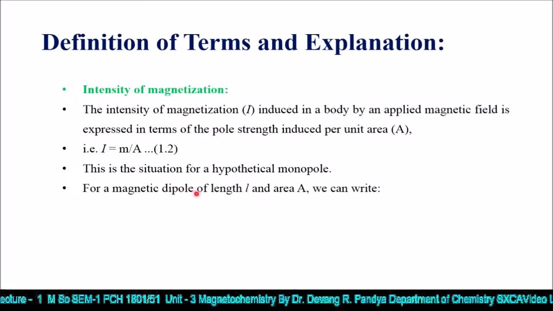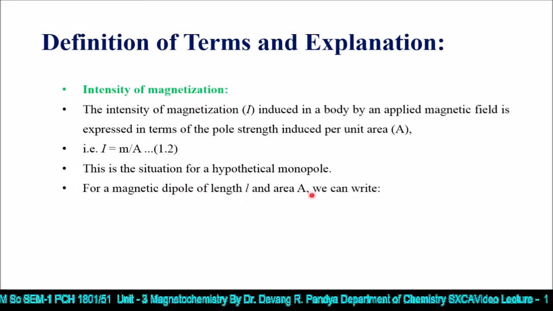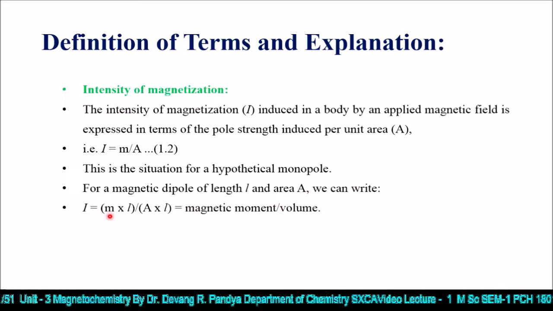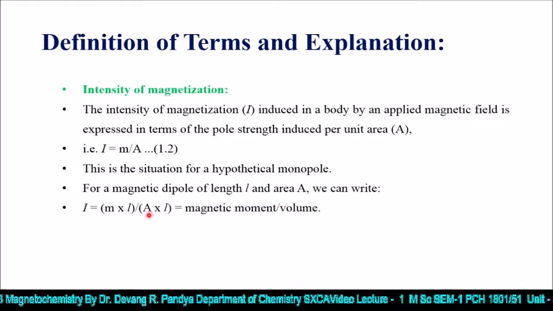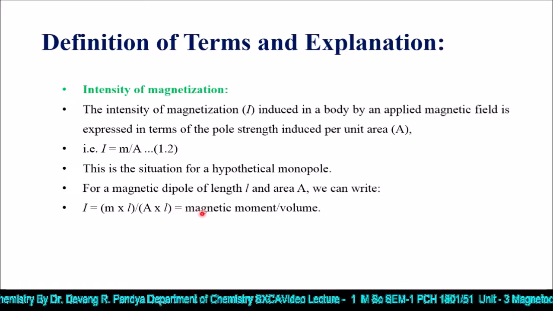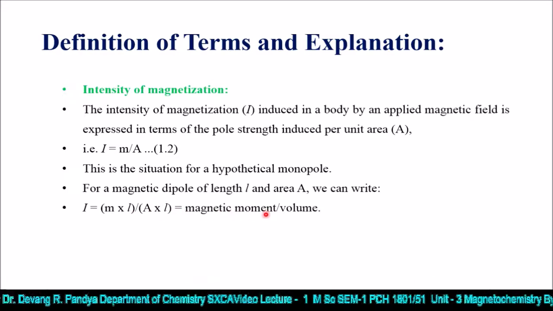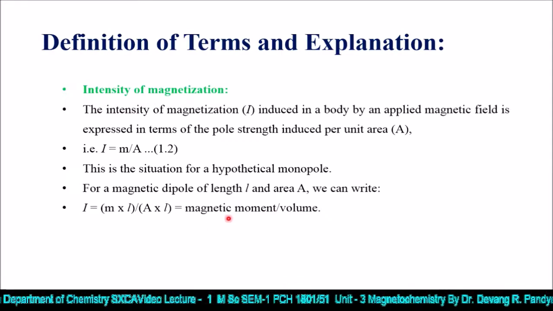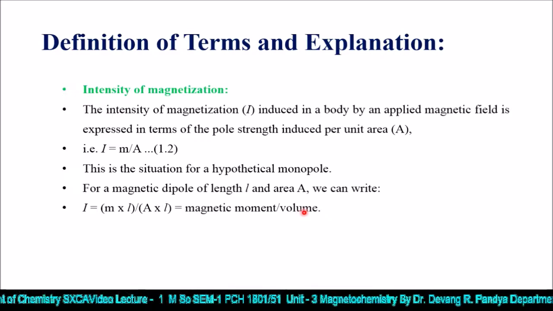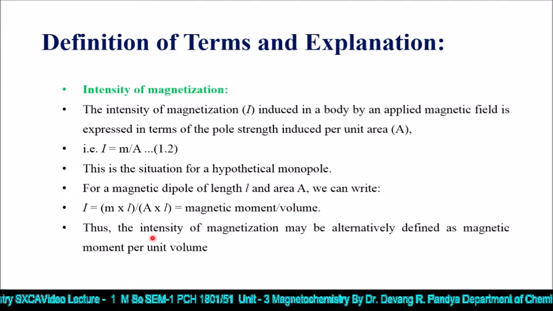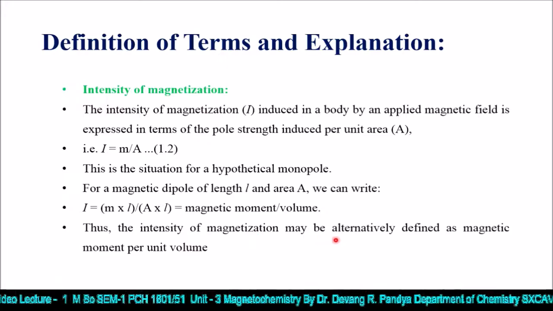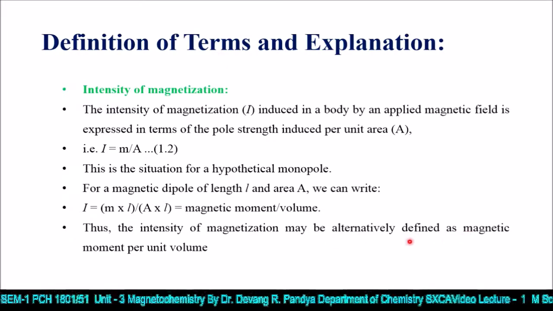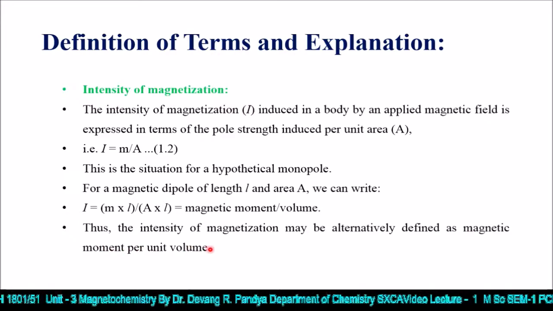For a magnetic dipole of length L and area A, we can write this equation as I is equal to m into L divided by A into L, and that is equal to magnetic moment divided by volume. So intensity of magnetization is the magnetic moment divided by volume. Thus, intensity of magnetization may be alternatively defined as the magnetic moment per unit volume.